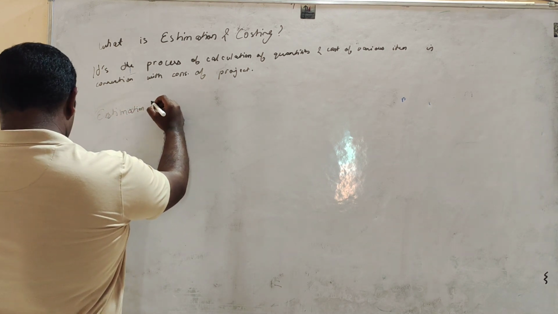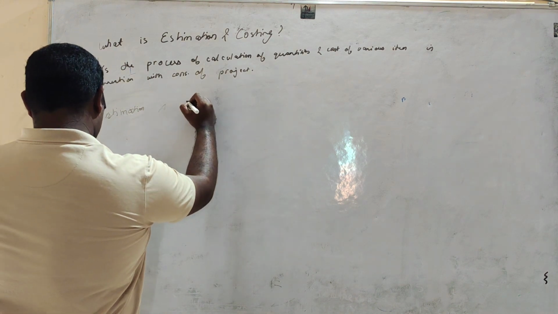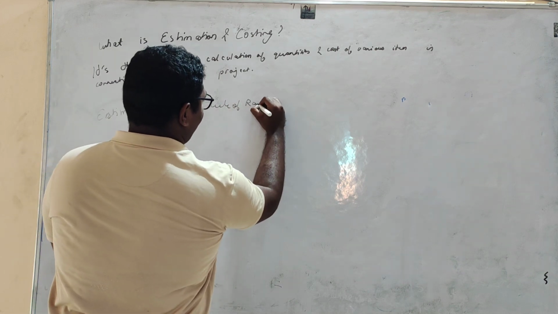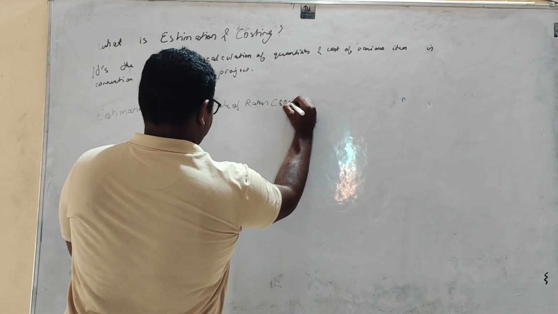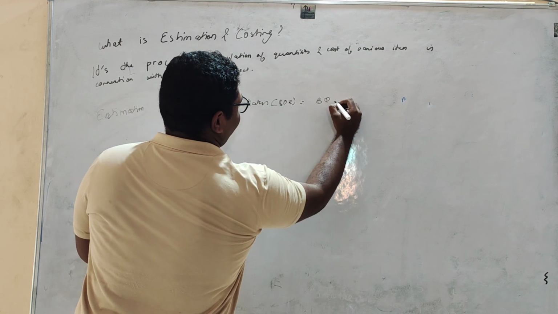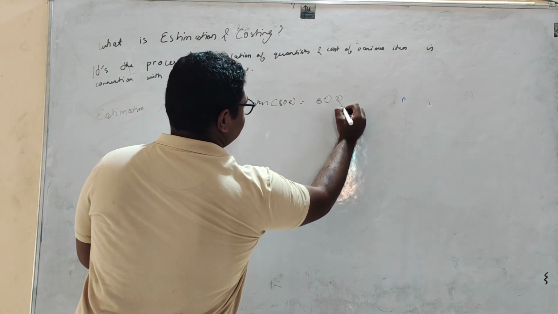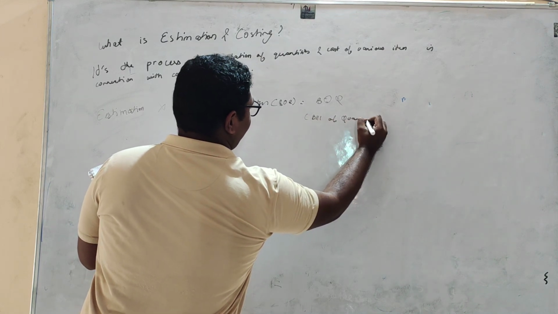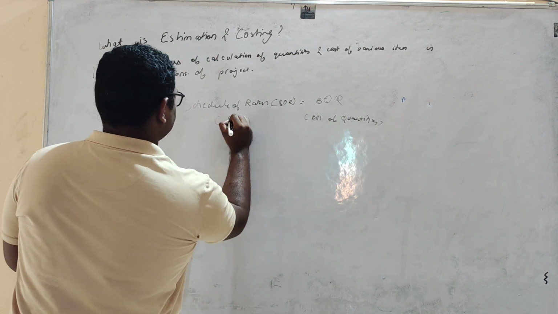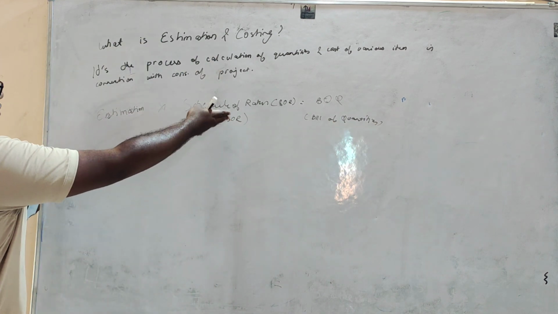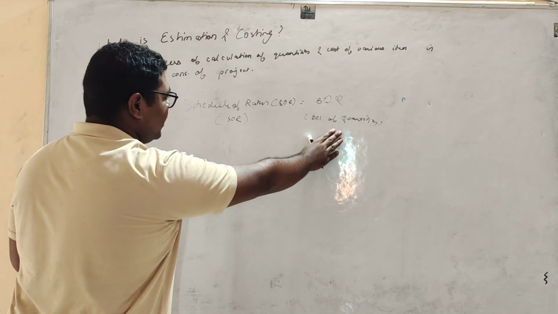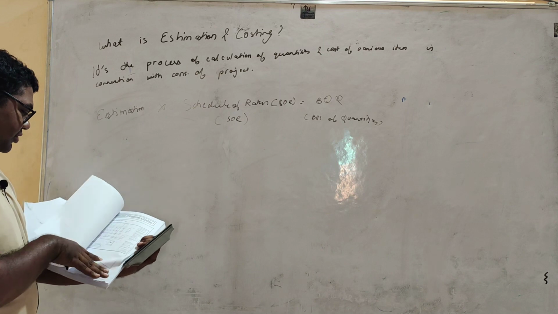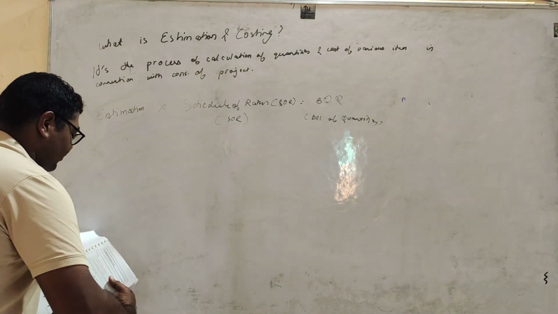Estimation involves schedule of rates, also known as SOR, and BOQ, bill of quantities. These are the terminologies we will be requiring. SOR stands for schedule of rates, BOQ stands for bill of quantities. Now we will be proceeding to the steps involved.